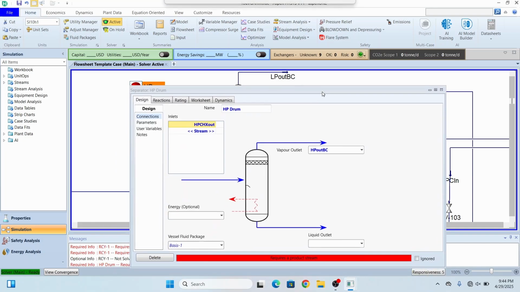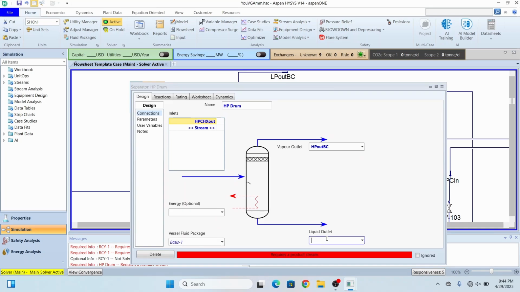That is again from the liquid outlet. We will send this liquid out to the atmospheric drum, so high pressure to atmospheric drum. That is also good.